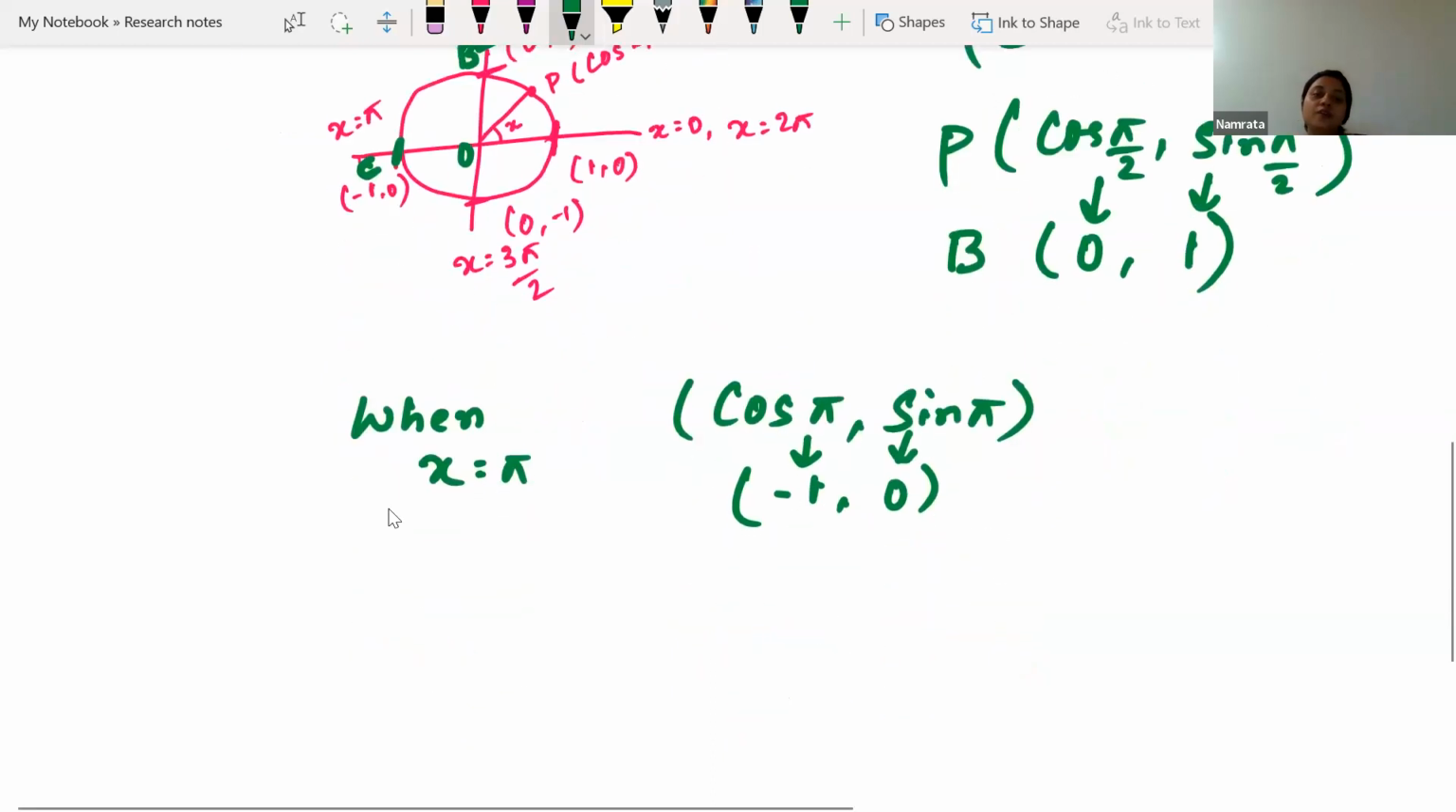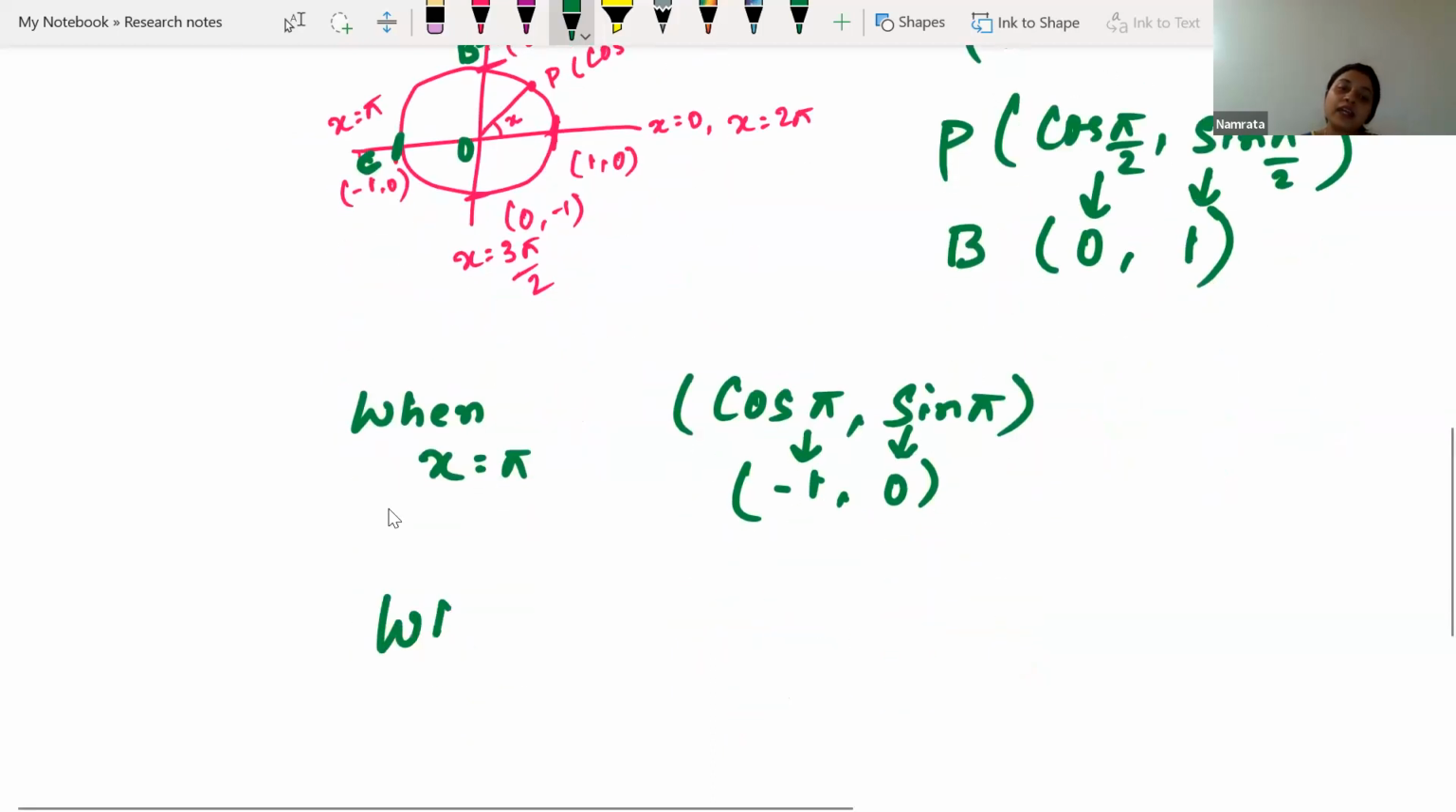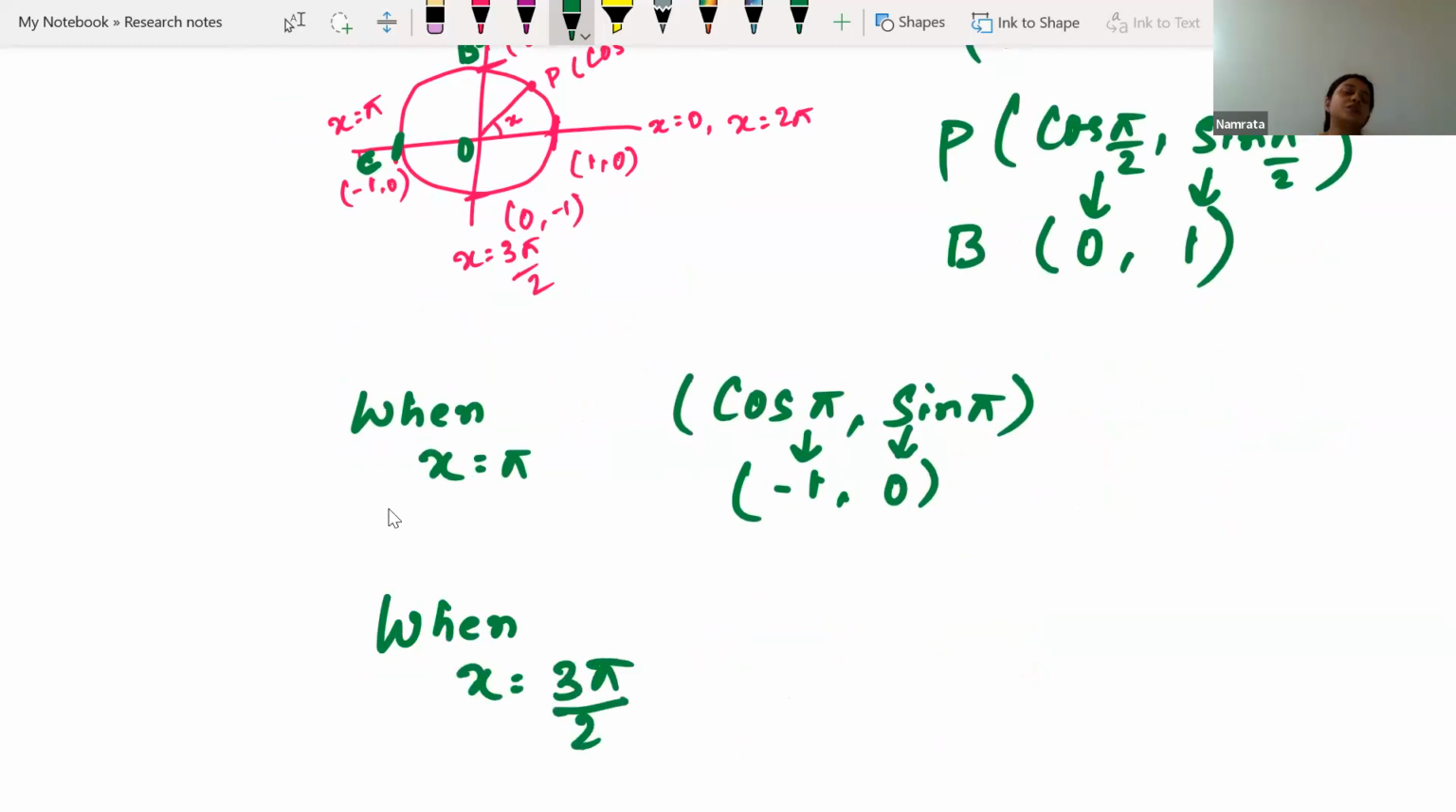Similarly, you can check for when x is 3 pi by 2. Everything didn't just come randomly. Everything has a reason. You have just learned in class 10 that the value of sine 0 is 0, the value of sine 30 is this one, sine 45 is this one. Now we will also be learning about the same trigonometric ratio values in terms of radian. And here also the value will be the same, just like that one. But here I am explaining why it became 0, 1 and all the numbers.